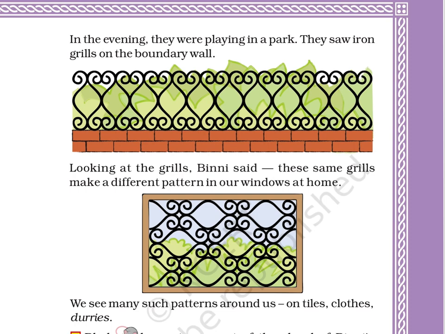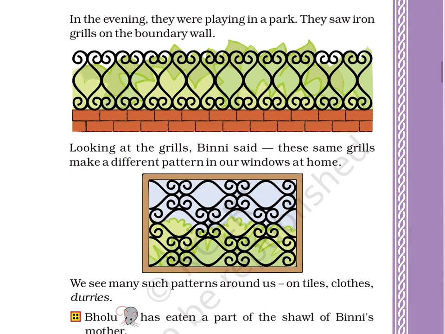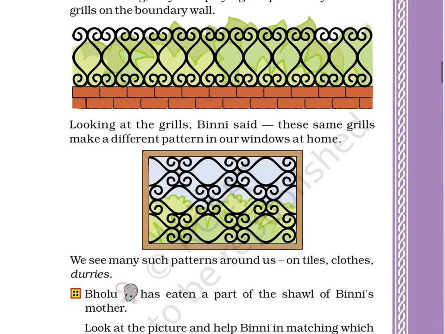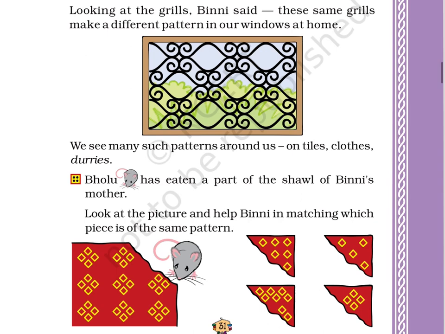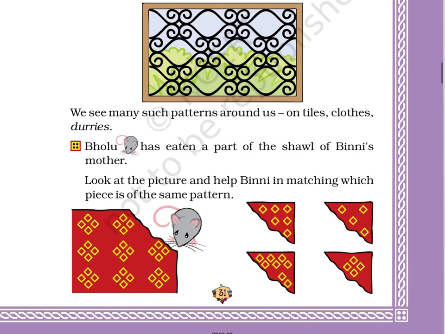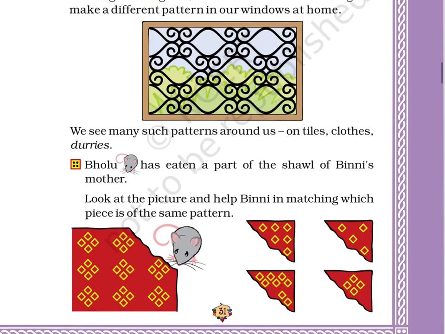Looking at the grills, Binny said, "These same grills make a different pattern in our windows at home." The picture shows a window with grills using the same iron rod as in the park, but arranged in sleeping lines instead of standing lines. We see many such patterns around us on tiles, clothes, durries.